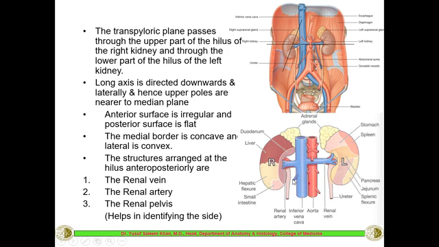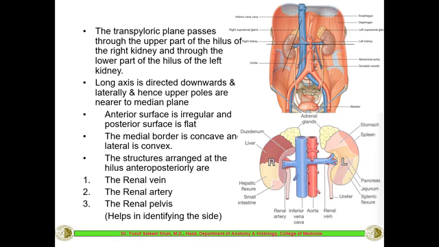The other method by which you can identify is the upper pole. Always put the upper pole on the upper end, and usually it can be identified by the presence of the suprarenal gland or the adrenal gland, which will be sitting on the upper pole. And if it is not there, you can still identify it, because the upper pole is much broader compared to the lower pole. Also, the kidneys should not be totally vertical but slightly oblique, with the upper pole being closer to the median plane compared to the lower pole.